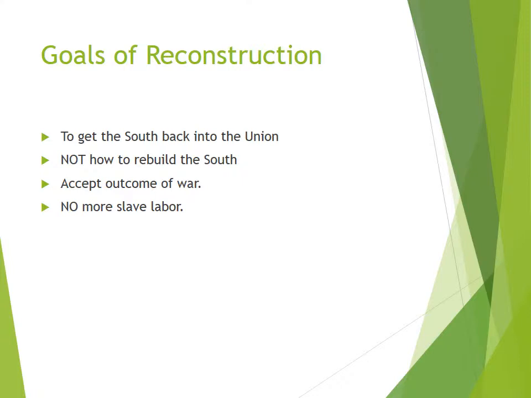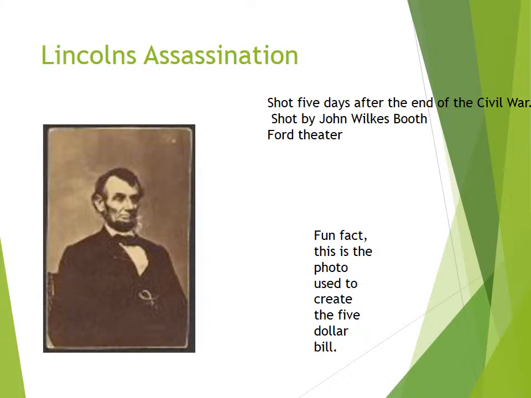And of course, Lincoln had a plan for this. But Lincoln's going to get assassinated, and it's always amazing to me to think about that the war ended, and then almost immediately he was assassinated. He was shot only 5 days after the surrender at Appomattox. He was shot by John Wilkes Booth in Ford's Theater. I picked this picture just for a fun fact. This is the picture of Lincoln that's on the $5 bill.